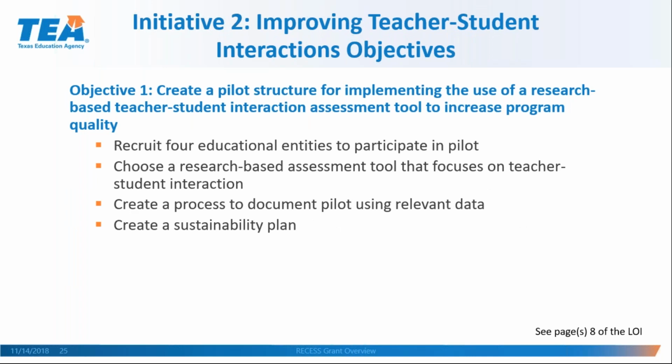I will now go over in more detail each of the objectives in Initiative 2. So Objective 1 states, create a pilot structure for implementing the use of a research-based teacher-student interaction assessment tool to increase program quality. The required activities in this objective include the following. Recruit 4 educational entities: an urban school district, a rural school district, an early learning center, and a charter school, and secure letters of commitment from each to participate in the pilot.